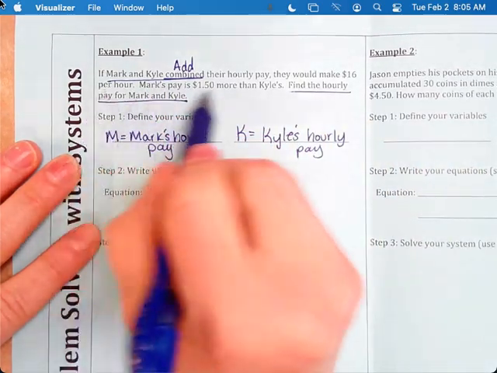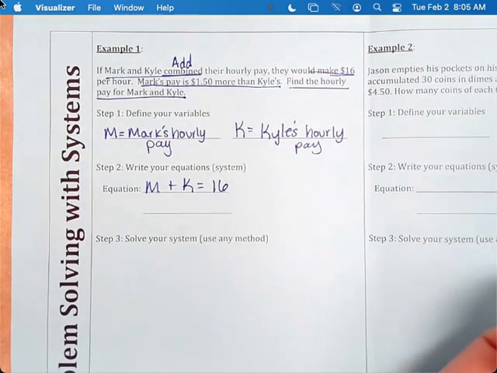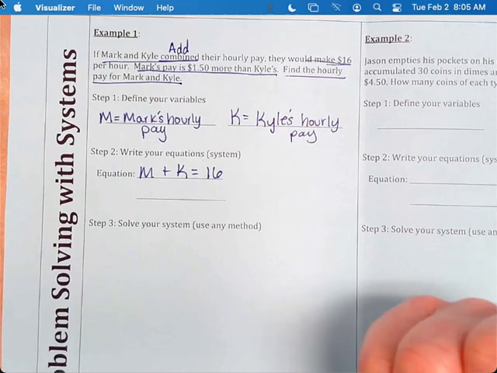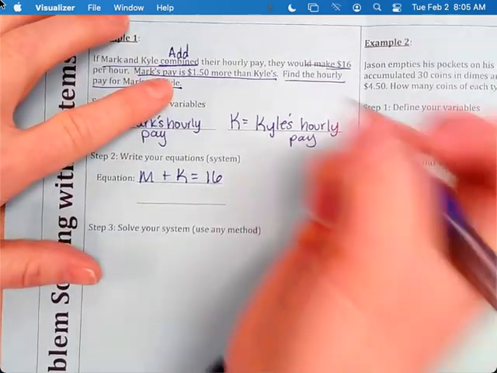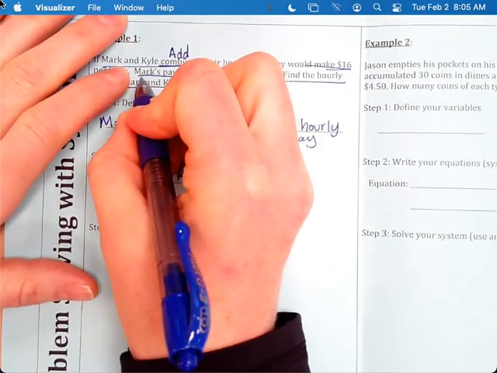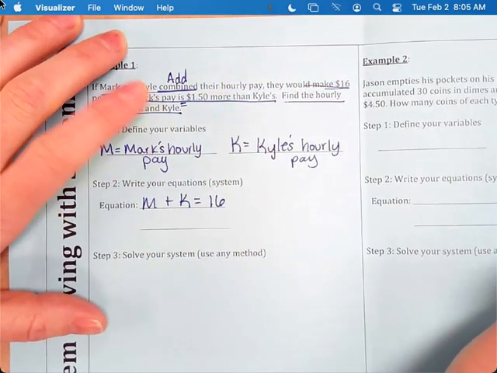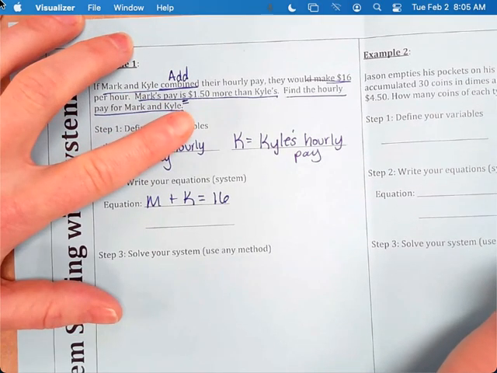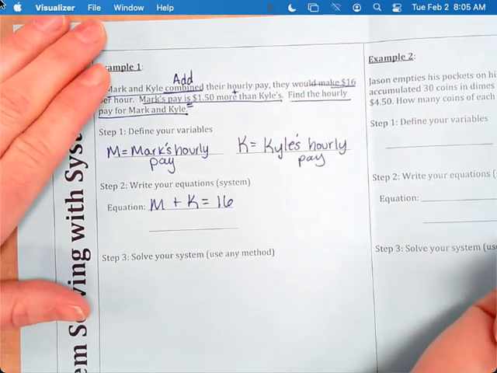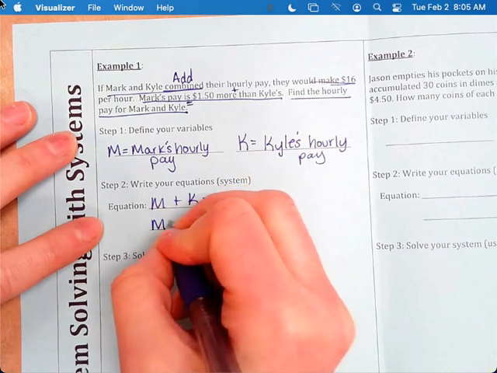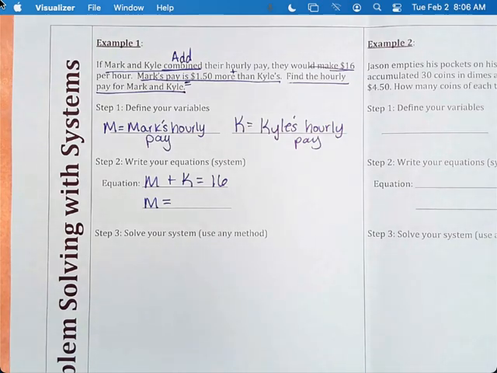Then the other part that we haven't used yet is Mark's pay is $1.50 more than Kyle's. So we need to write it in an equation. Anytime it says Mark's pay is, or something is, that means equals. I'm going to put equals underneath the is. So M equals, because it's Mark's pay is $1.50 more than Kyle's. More is addition, so we're going to take Kyle's and add $1.50 to it. Usually that's a switch around word.